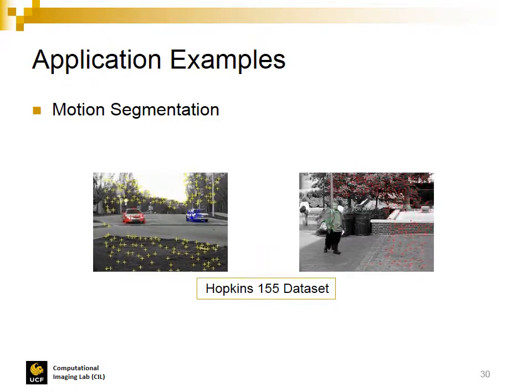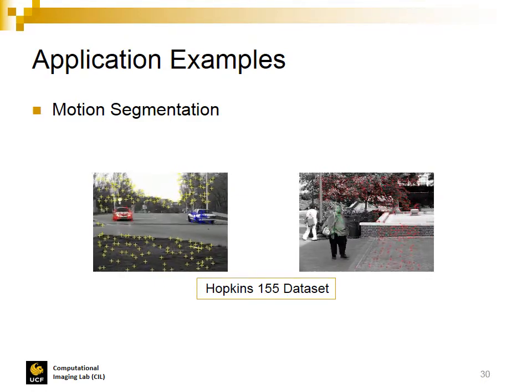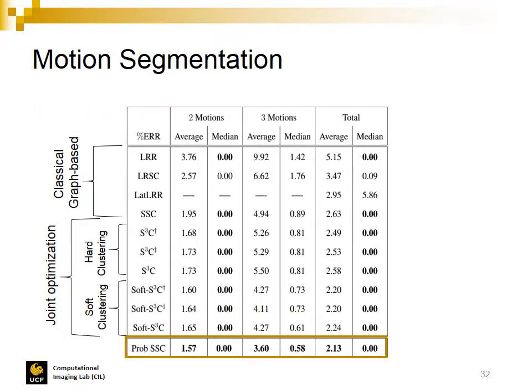It is shown that trajectories of a single motion lie in a low-dimensional linear subspace of up to 4 dimensions. The complete summary of average misclassification error for motion segmentation is shown for the proposed method and the state of the art. The results are shown for 2 motions, 3 motions, and all the motions in the Hopkins dataset. The proposed method outperforms all the state of the art, as shown here.